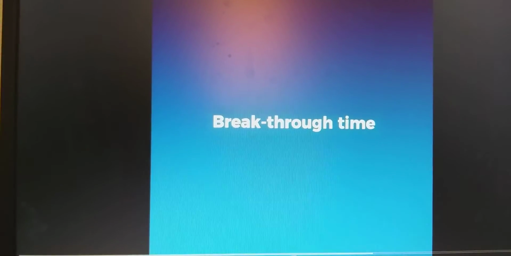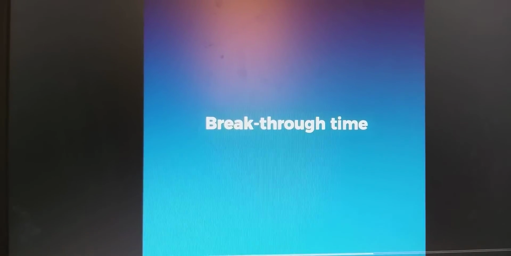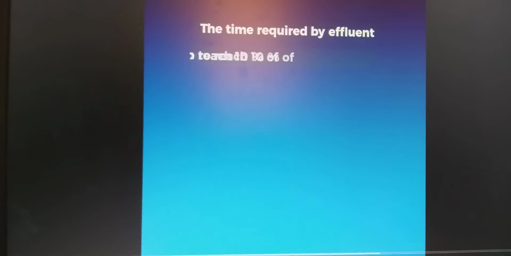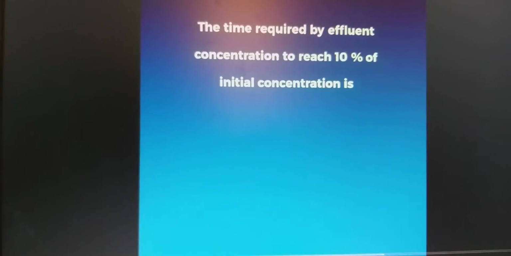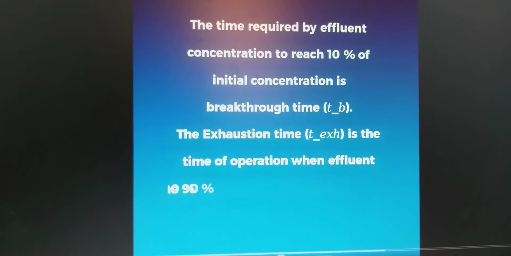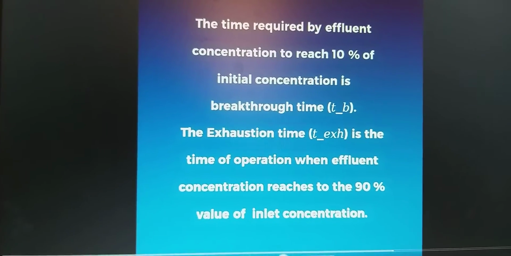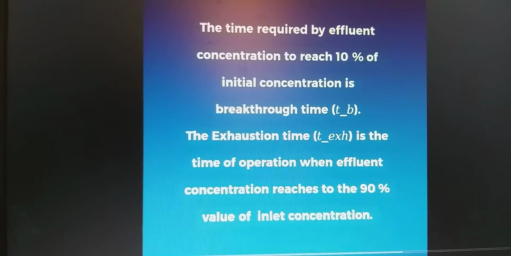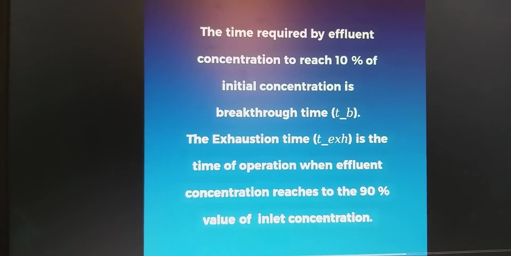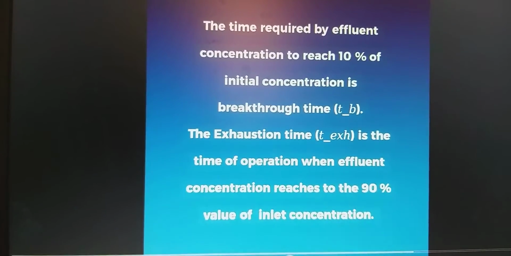Then for a continuous column, the breakthrough time and breakthrough curve are very important, generally in industry when continuous operations are used for removal of solute. So what is the breakthrough time? The time required by the effluent concentration to reach 10% of the initial concentration is nothing but the breakthrough time, TB. And exhaustion time is the time of operation when the effluent concentration reaches 90% of its initial value.